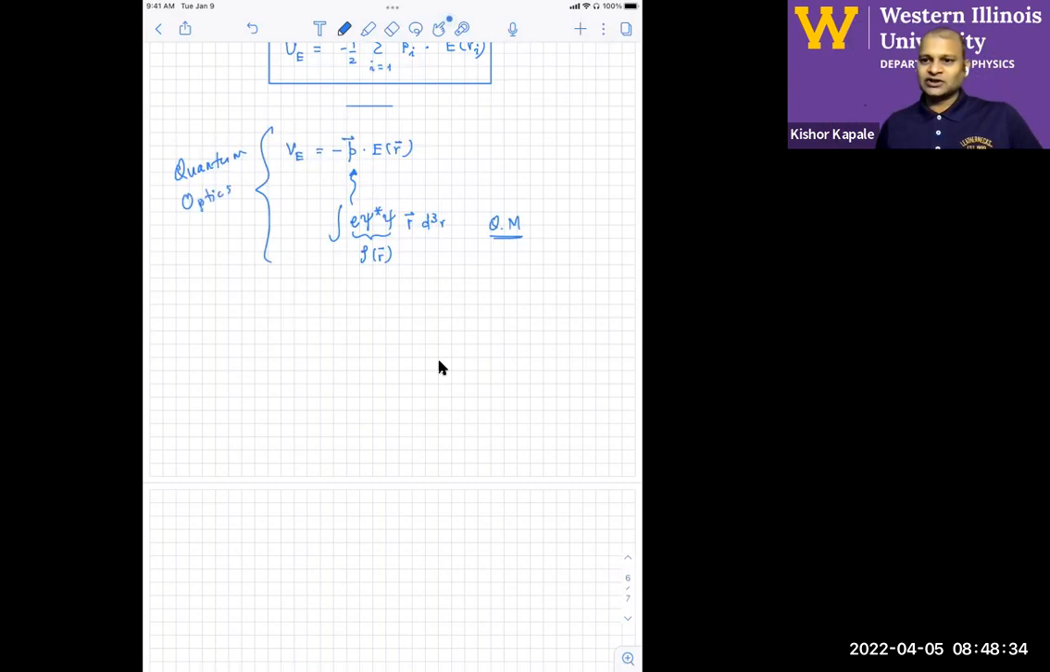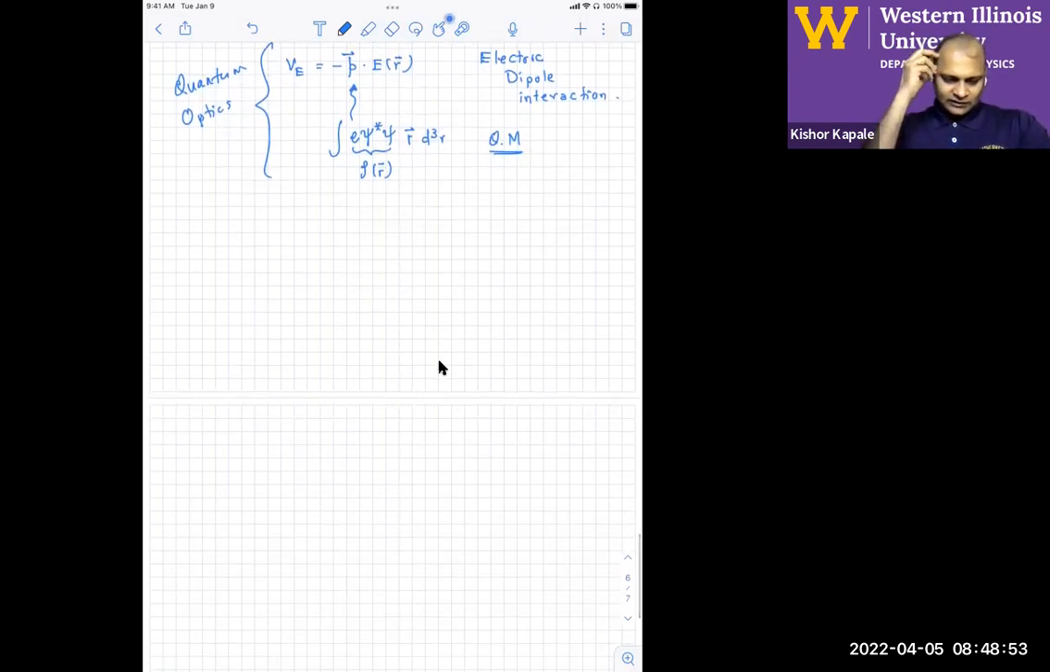They interact essentially through the electric dipole interaction. So this is called the electric dipole interaction. The electric field, the light field, for example, does not directly interact with the monopoles. So we just have this.